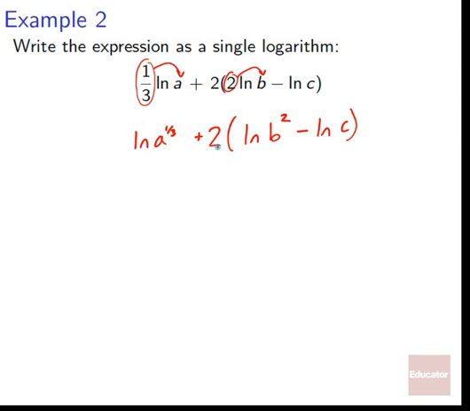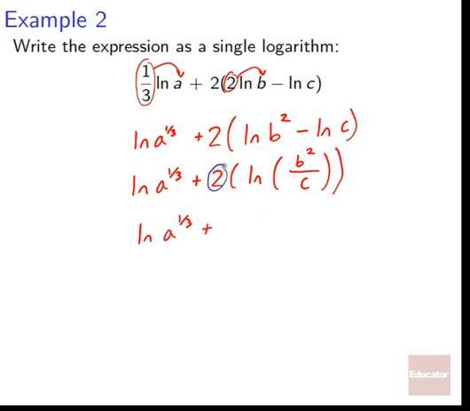Natural log a to the 1/3 plus 2 natural log b squared minus natural log c. Now we can compact what's inside of those parentheses, because we see we've got subtraction, so that's natural log of b squared over c, right? Subtraction of logs is the same thing as division inside of the logarithm. And now natural log a to the 1/3 plus, well, now we've got this 2, and it's hitting a log, right? It's times a log, so it can go up, and it can also become an exponent. So natural log of b squared over c.